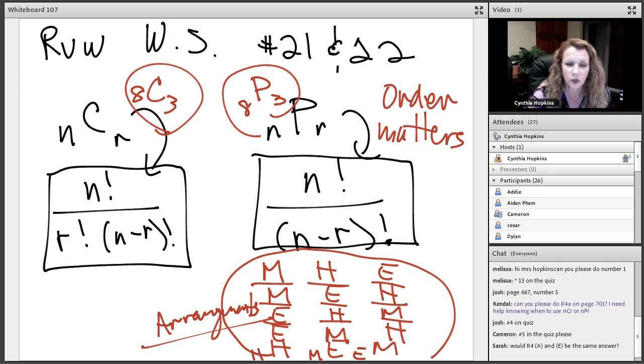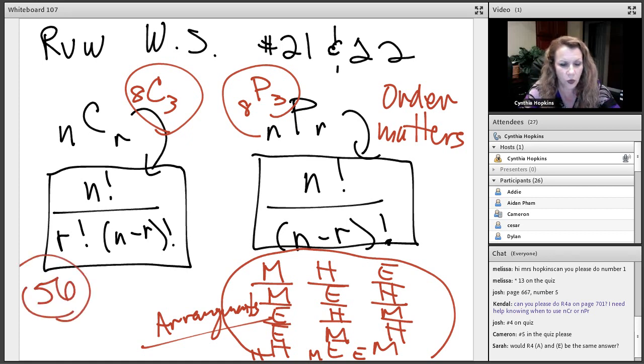6 different arrangements for the same 3 books. So that's why your 8C3 will be a much smaller number than 8P3. 8C3 is only 56 if I don't care about the order and I just want to know that I have math, history, and English. But 8P3 is 336, which, by the way, 56 times 6 gives you 336. And so you see that there were 6 different arrangements that I just wrote out for my one combination of math, history, and English. Okay, so that's kind of a review of that.